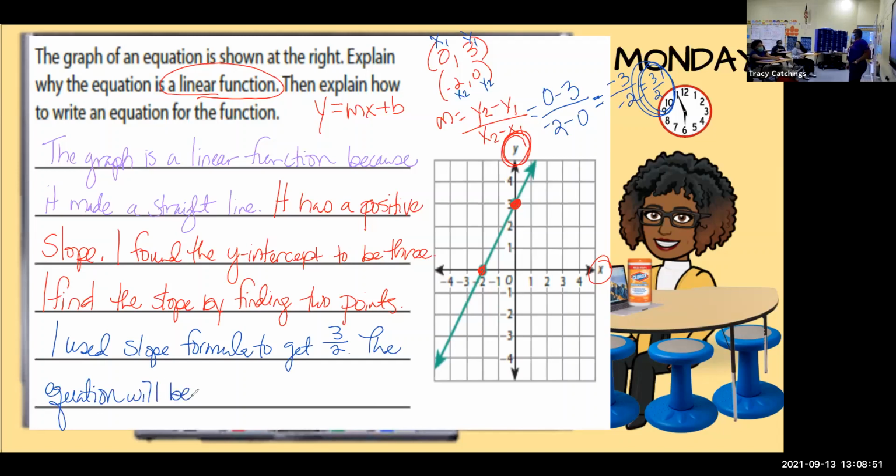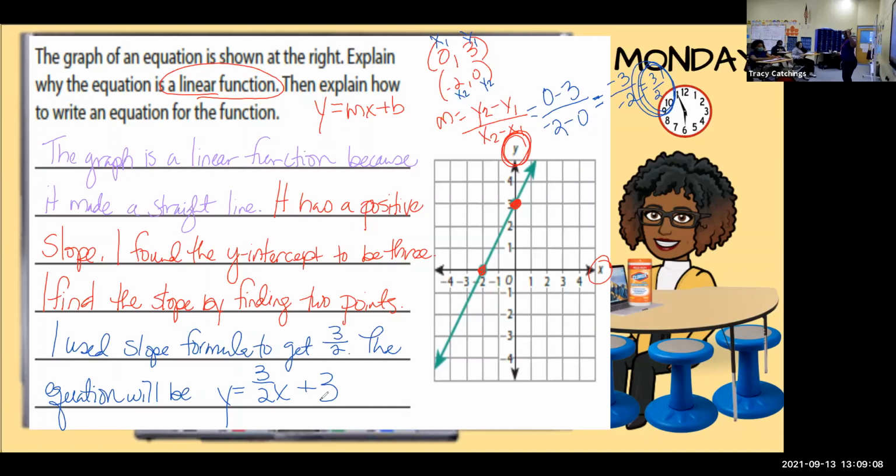What will our equation be? Okay. Y equals 3/2 X. That's the slope. Plus 3. Good job.